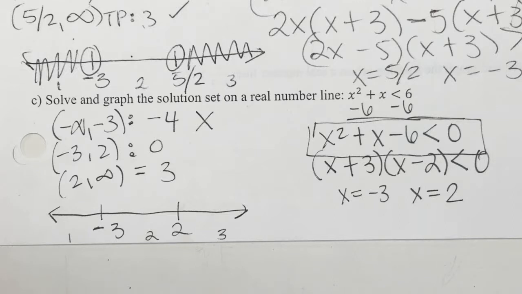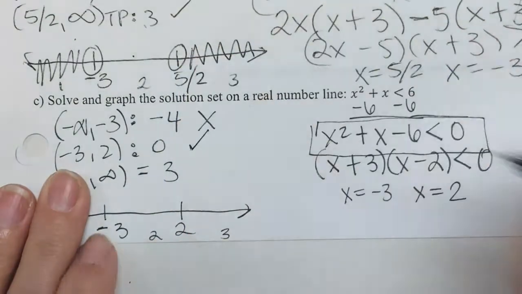Why isn't the negative 3 a bracket? Because this one right here doesn't have a bar underneath. Alright, did the second section work when we plug in 0? Yeah. What about 3? No.